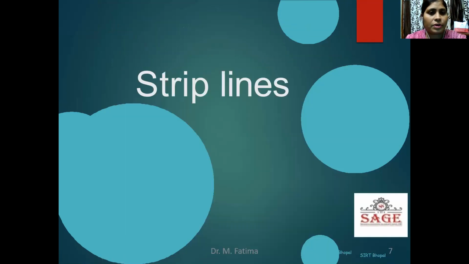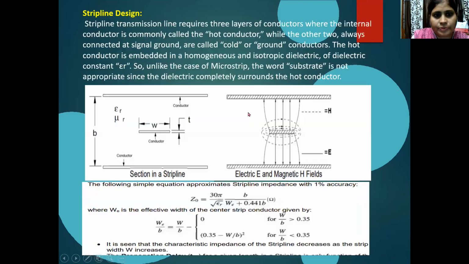So next line, I am taking strip lines. So strip line or the transmission lines requires 3 layers of conductors, where the internal conductor is commonly called hot conductor. This is the inner conductor, while the other 2 always connected at signal ground are called cold or ground conductors. These are the cold and ground conductors. These conductors are also called ground planes.